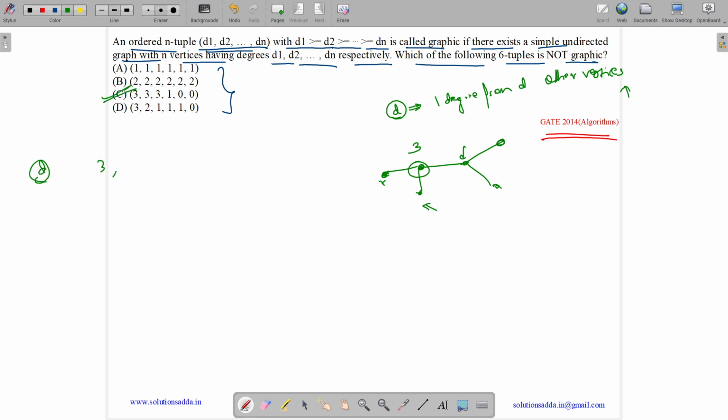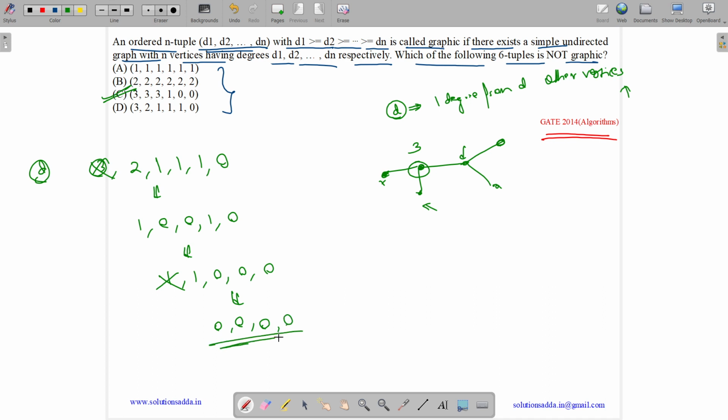Let us verify the remaining option too: 3, 2, 1, 1, 1, 0. We must remove 1 degree from 3 vertices. So we get 1, 0, 0, 1, 0. Now let us sort it. We get 1, 1, 0, 0, 0. Now let us remove 1 from one of the vertices. We get 0, 0, 0, 0. This is possible as we can have 4 isolated vertices. So the correct answer is option C, which is not possible.